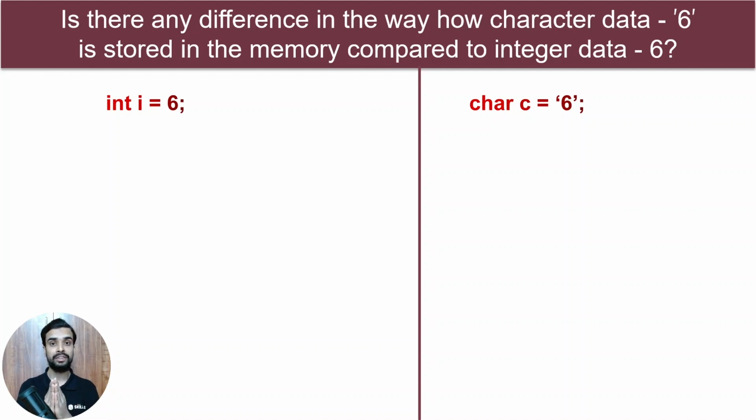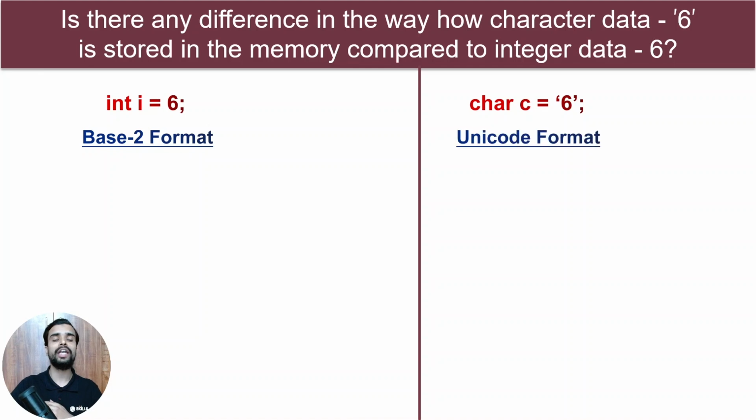And to handle this, since we have used one of the four integer data types, we know that 100% it must abide by base 2 format. Whereas in the second statement here, the data 6 has been enclosed within single quotes. That means undoubtedly it is a character literal. And to handle this character literal, since we have used the character data type, 100% it must follow the Unicode encoding format.